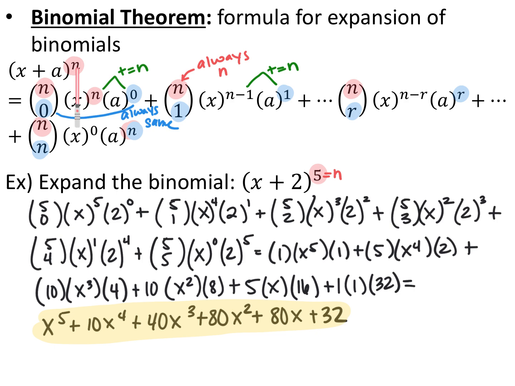So again, n is whatever power I'm raising the original binomial to, and that stays true all the way through. Then my r value starts at 0, which is also the power on the second term, including the sign, and that increases by 1 every single time until I get to n. And then the power on the first term starts at n and decreases by 1 every single time until I get to 0.